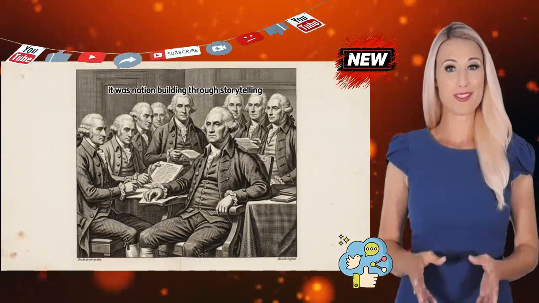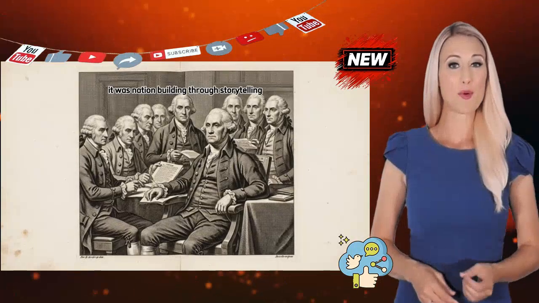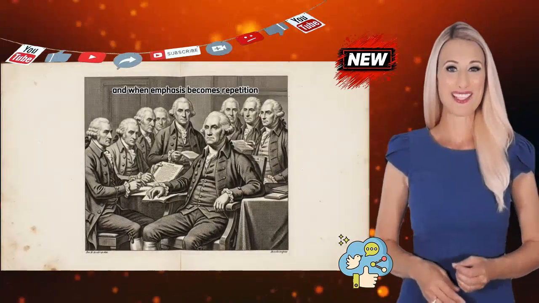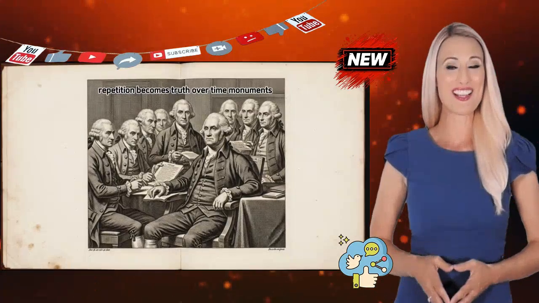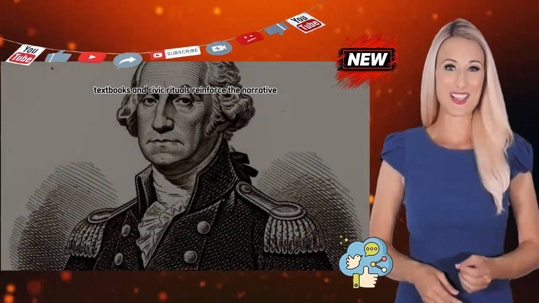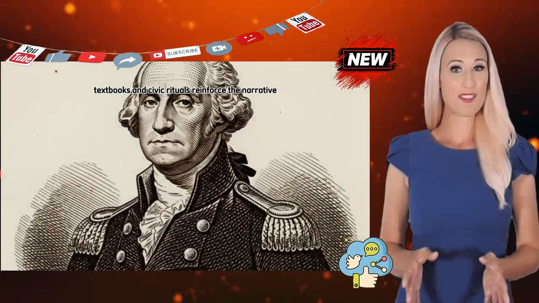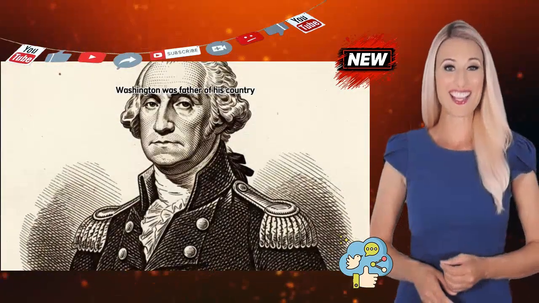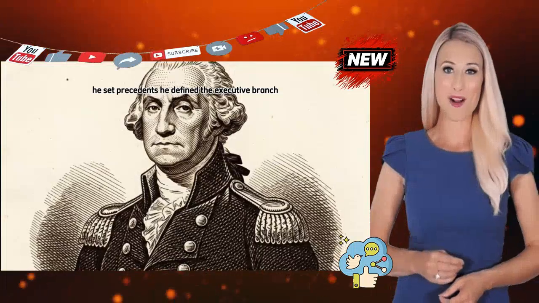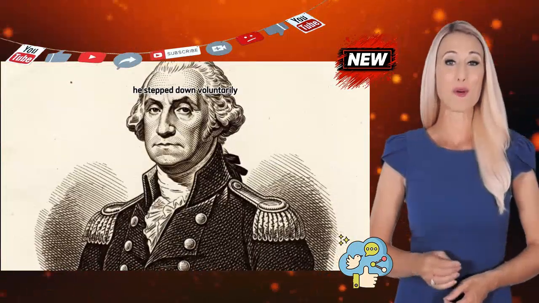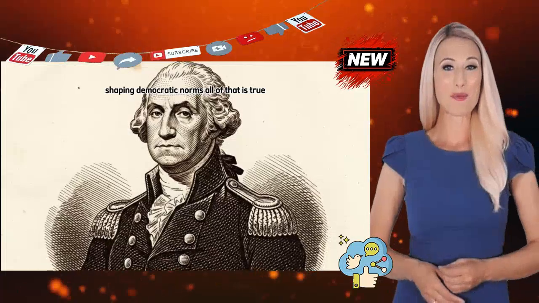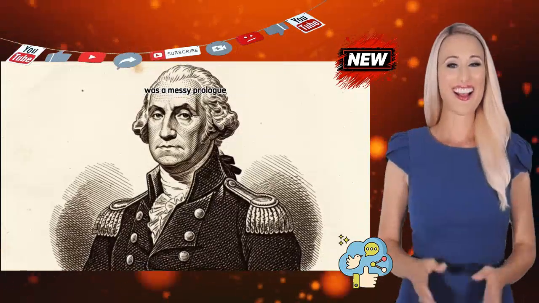But storytelling always chooses emphasis. And when emphasis becomes repetition, repetition becomes truth. Over time, monuments, textbooks, and civic rituals reinforce the narrative. Washington was father of his country. He set precedents. He defined the executive branch. He stepped down voluntarily, shaping democratic norms. All of that is true. But what disappeared in the retelling was the messy prologue. The presidency did not emerge fully formed.